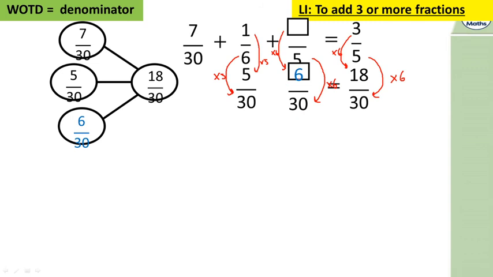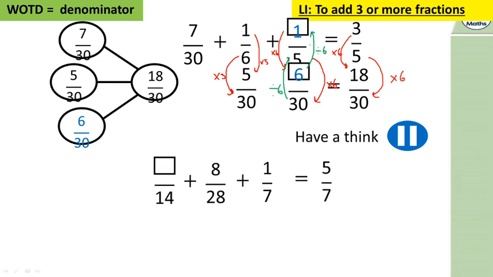But remember, we wanted our answer in fifths. So we went timesing 6 here. So we need to go backwards, and just change my pen colour so it's a bit more obvious what I'm doing. So this 6, we need to go backwards now to get our 30ths into fifths. So 6, remember we times by 6, so we have to divide by 6. From 30 to 5, we're dividing by 6. So 6 divided by 6 is 1. So the answer is 1 for our missing number box. So 7/30 plus 1/6 plus 1/5 equals 3/5.